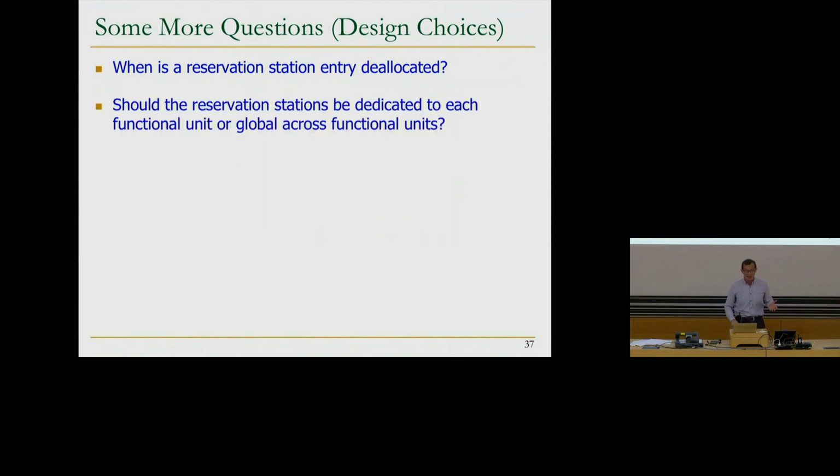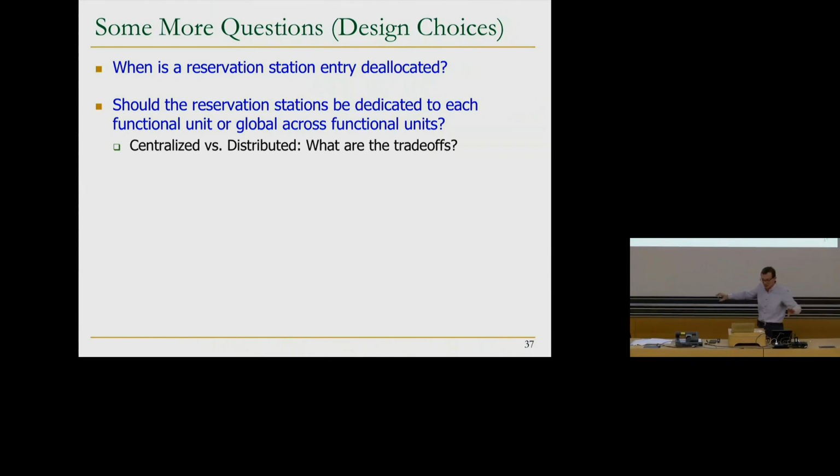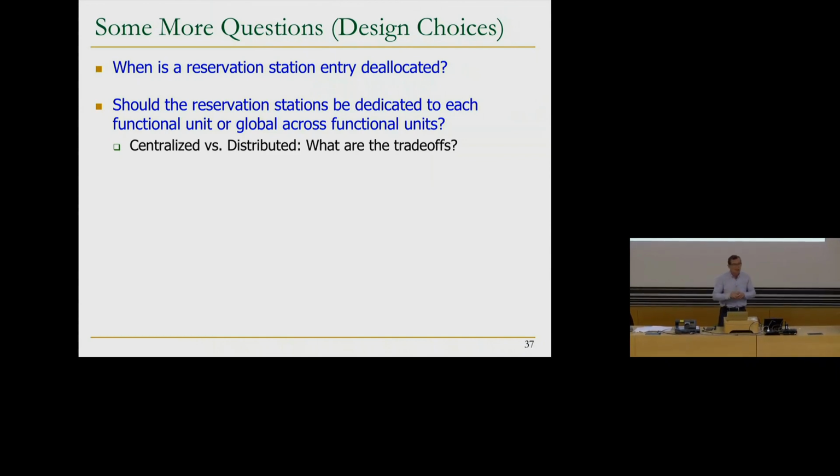Should the reservation stations be dedicated to each functional unit, like what we've shown in the picture? The adder has a different set of reservation stations compared to the multiplier. Or should they be global across functional units, as opposed to having 4 reservation stations for the adder or 4 for the multiplier? Should you have 8 reservation stations that are shared? What are the benefits and downsides? Basically, this is the trade-off between centralized and distributed reservation stations. If it's centralized, it's going to be a bigger data structure, assuming you keep the same number of instructions. It's bigger memory, so it may not be as easy to design.